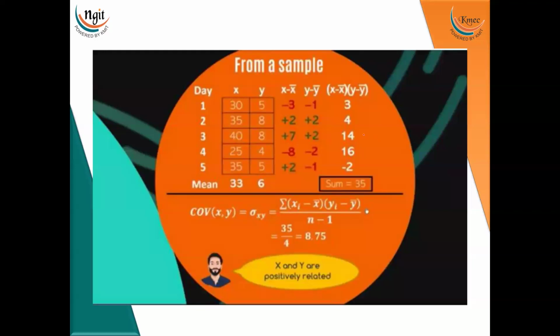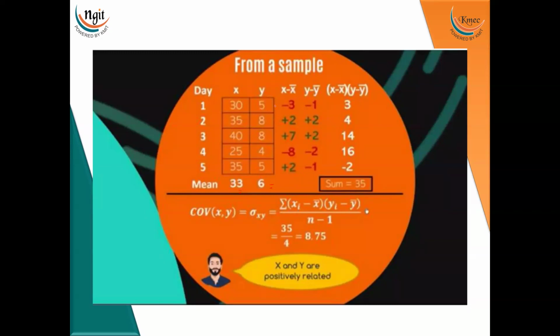So let us solve one example. This is a given sample data set where we have x and y values. First, the mean of x is 33, and then the mean of y is 6.